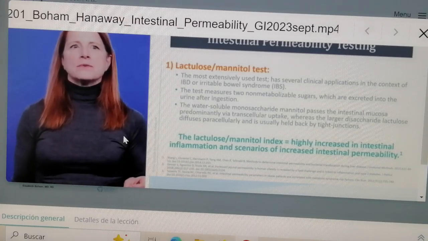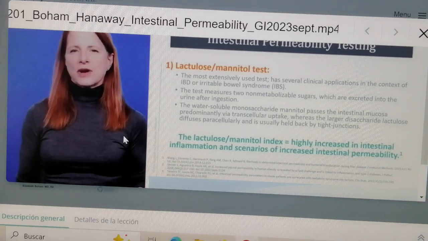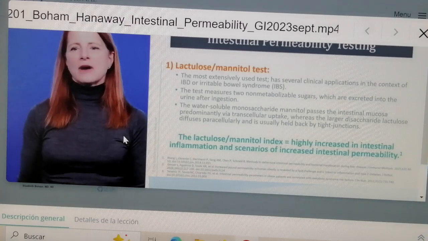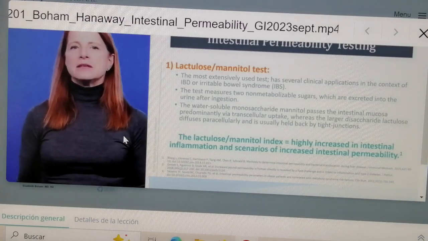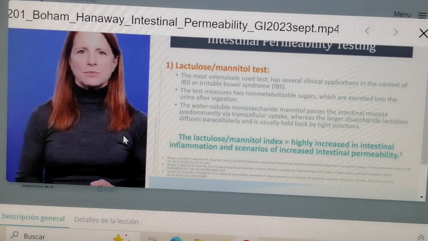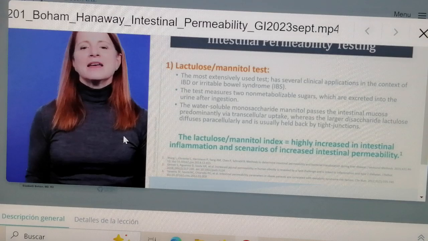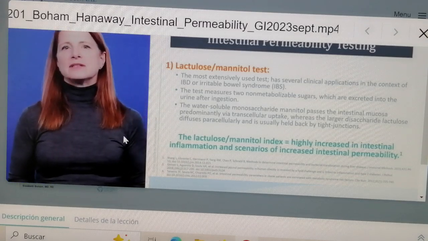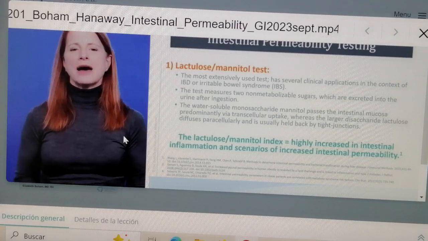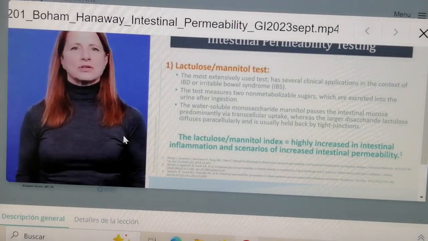The mannitol is a monosaccharide that should get absorbed into the body through this transcellular, through the cell process. And that larger disaccharide, lactulose, diffuses between the cells, but we don't want too much of it to diffuse between the cells. If too much gets diffused between the cells, it means there's increased intestinal permeability. So a high level of lactulose or a high lactulose to mannitol ratio indicates increased intestinal permeability.